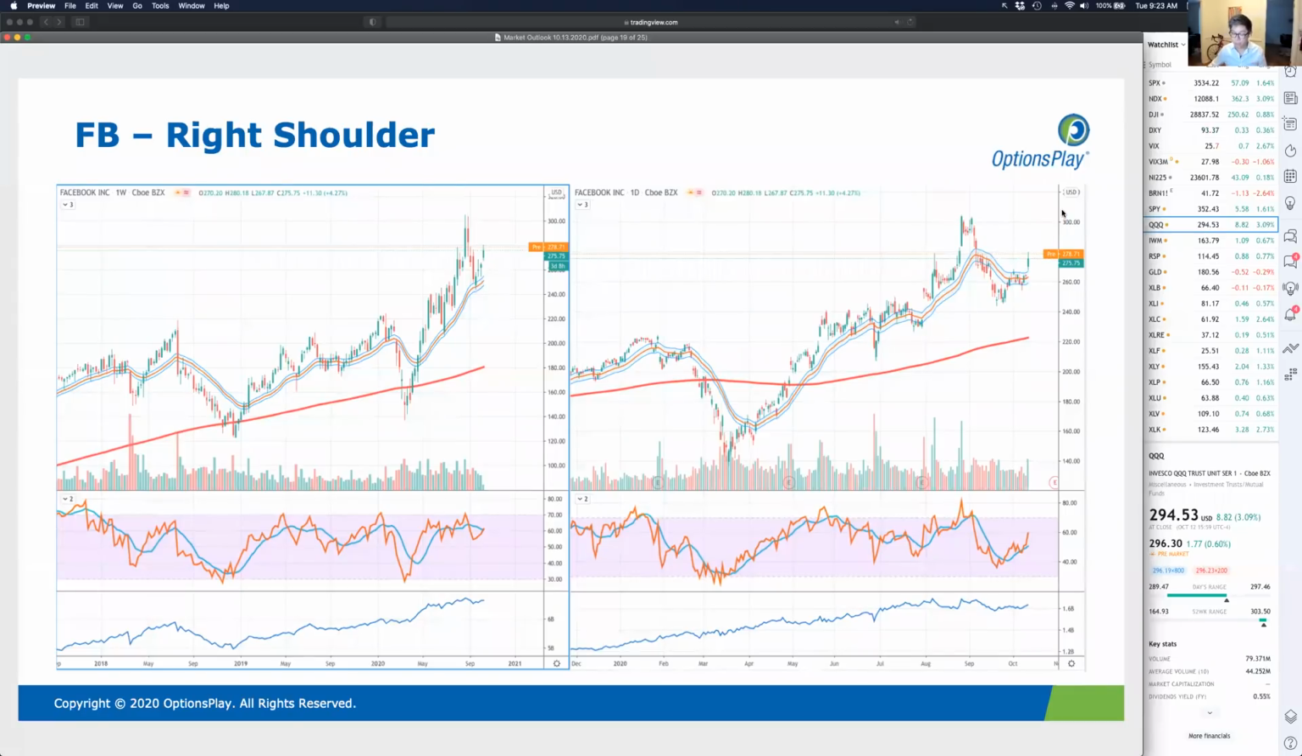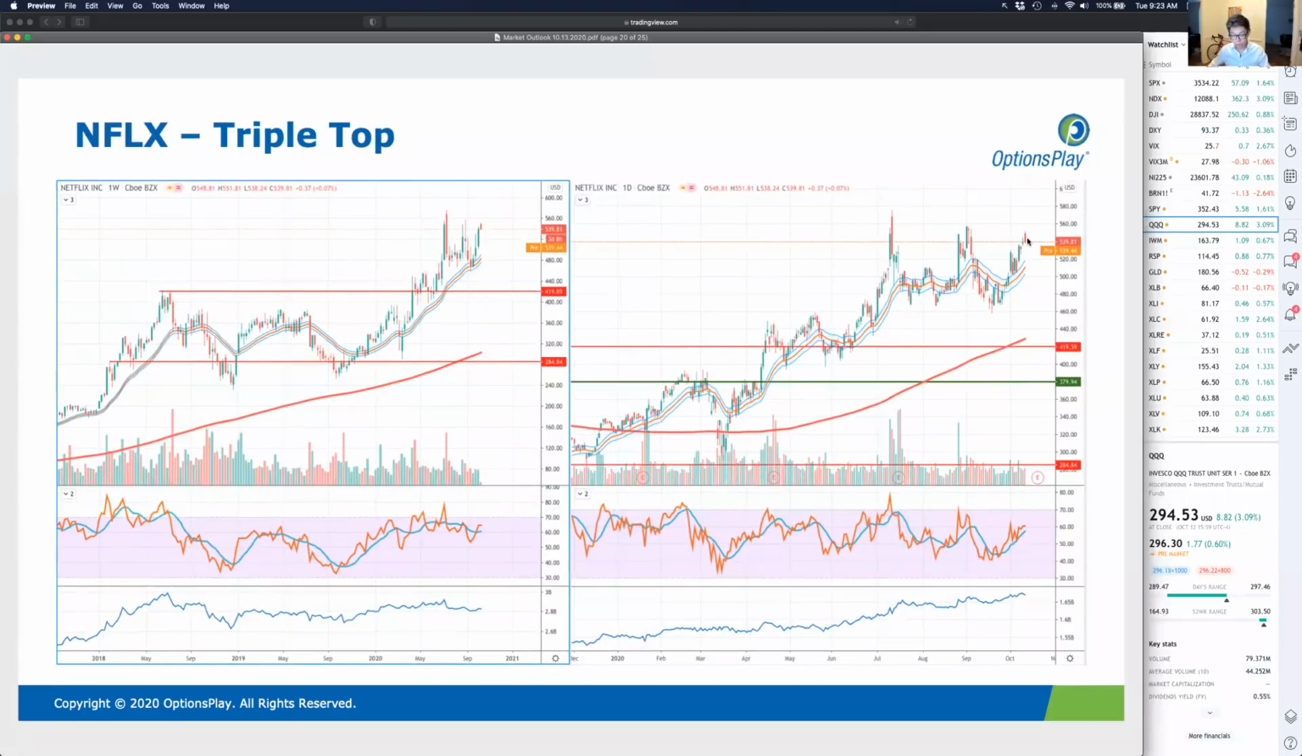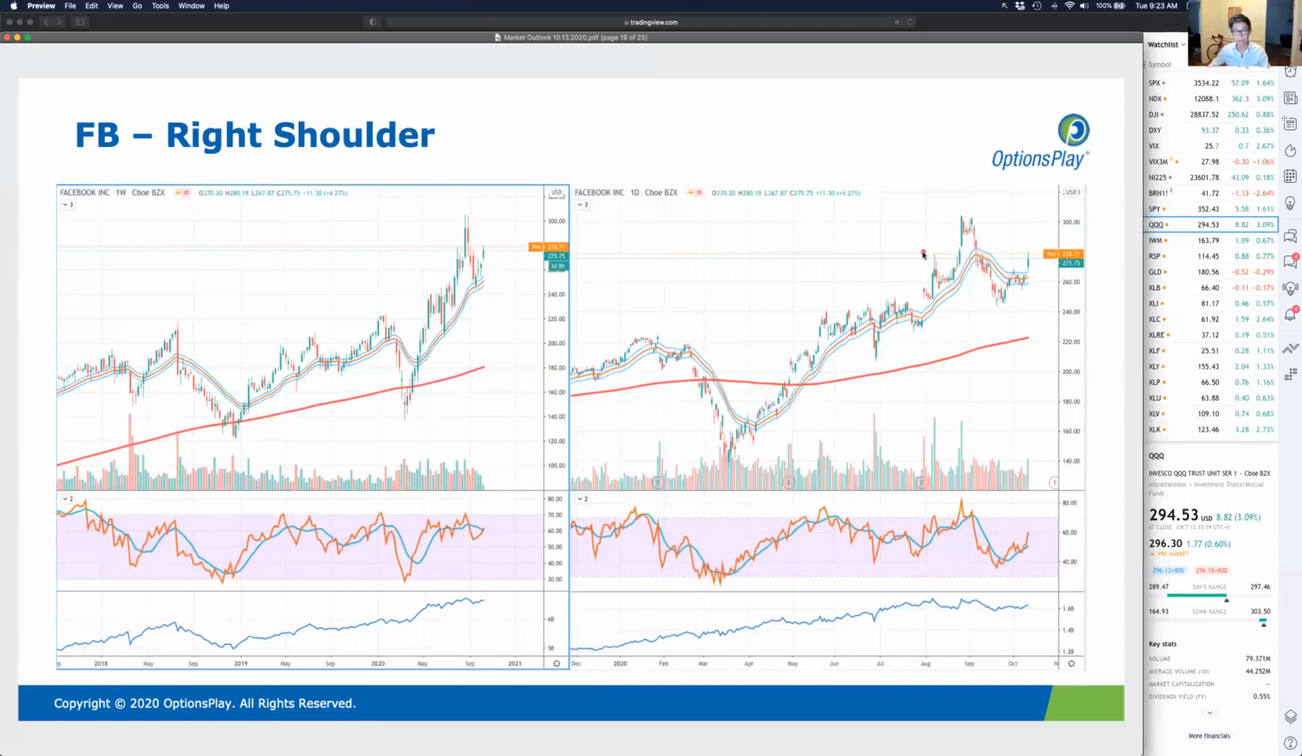That doesn't mean that it's not going to break out. I actually believe there's a good chance that Facebook will break out here to the upside. So watch this 280 level. A breakout to 280 will bring it back into the 300 level. But it speaks to the fact that investors are just not as bullish on names like Facebook as they are for Amazon and Apple that have actual physical sales, versus Facebook only having advertisement sales.